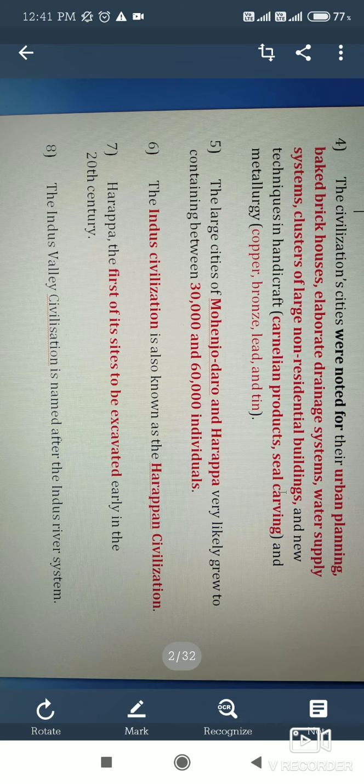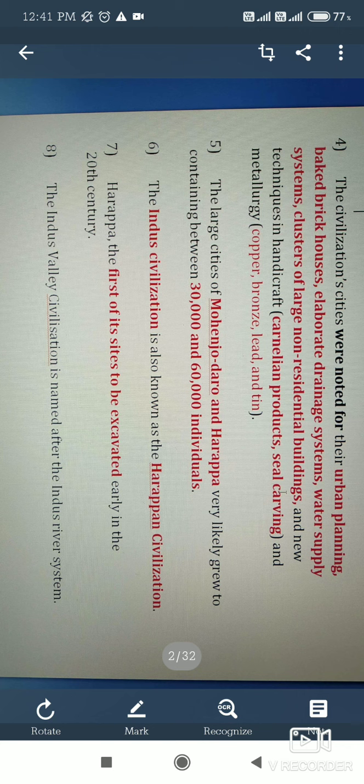The fourth point goes like this: the civilization's cities were noted for their urban planning. Why was this civilization famous? Because of urban planning, baked brick houses, an elaborate drainage system, a water supply system, clusters of large non-residential buildings, and new techniques in handicraft, that is carnelian products, seal carving and metallurgy. The people were using copper, bronze, lead and tin.